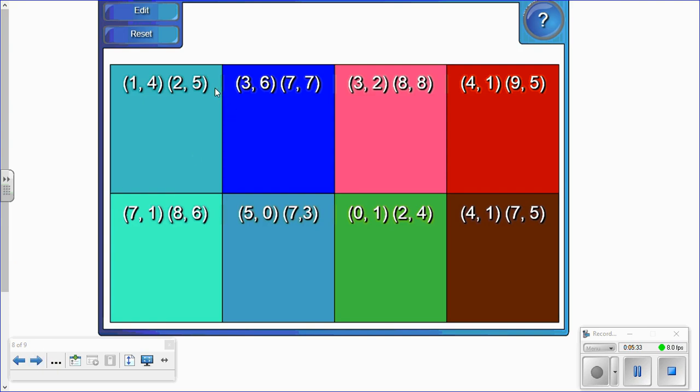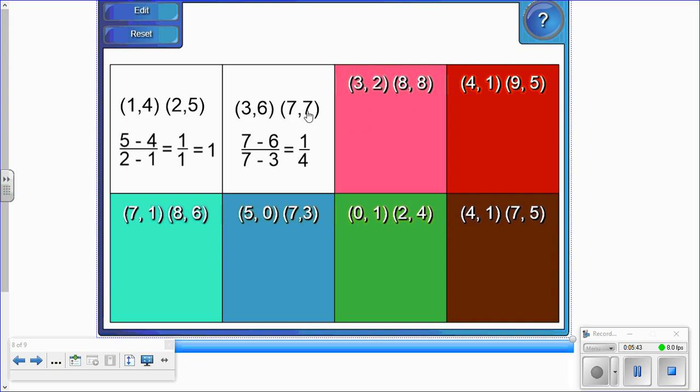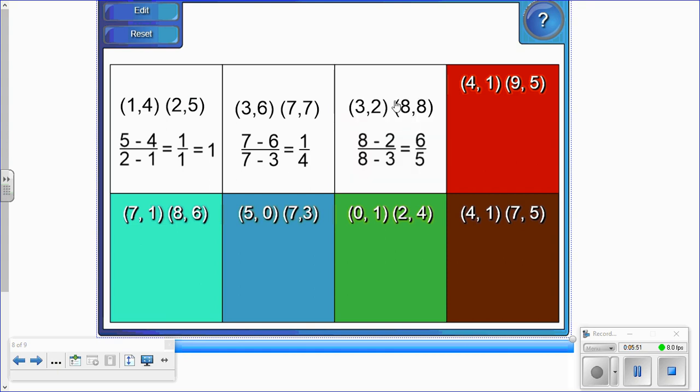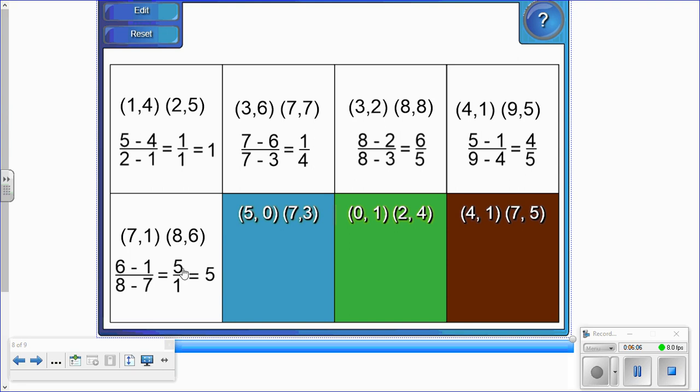So here, again, y minus y over x minus x. So 5 minus 4 over 2 minus 1, slope is 1. 7 minus 6 over 7 minus 3, 7 minus 6 is 1, 7 minus 3 is 4. 8 minus 2 is 6, 8 minus 3 is 5, 6/5. 5 minus 1 is 4, 9 minus 4 is 5, the slope is 4/5. 6 minus 1 is 5, 8 minus 7 is 1, our slope is 5.